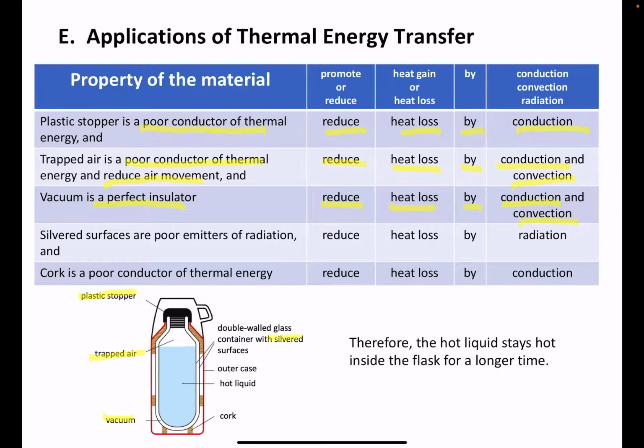Now, the silver color surfaces are poor emitters, so they will reduce heat loss by radiation. And the cork at the bottom is a poor conductor of thermal energy, so it reduces heat loss by conduction. Therefore, the hot liquid stays hot inside for a longer time. Now, the reverse is the same if you are using cold water. Then you will say it reduces heat gain by conduction, convection, radiation.